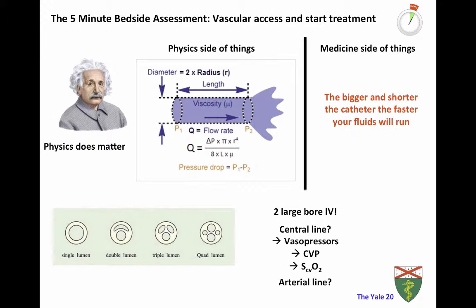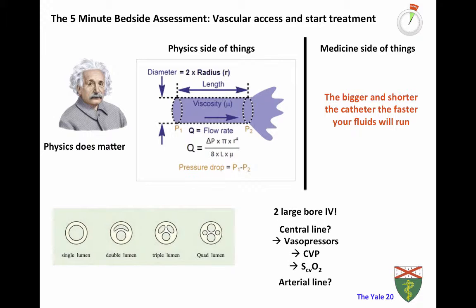with the smaller the gauge number being the larger the IV. This is due to the physics of fluid flow, as shown in the equation here, which states that flow is directly proportional to the fourth power of the radius of the conduit and inversely proportional to the length of the conduit. That's a very complicated way of saying that the shorter something is and the wider something is, the faster fluid will move through it.